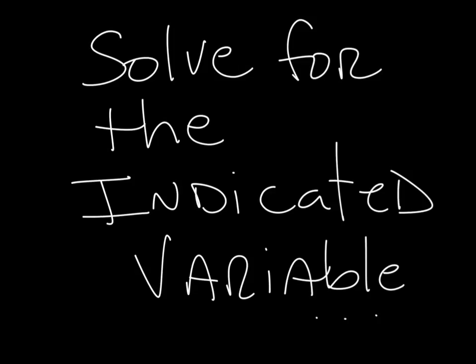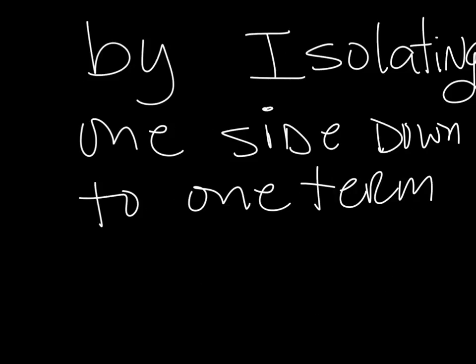In order to solve literal equations, you're going to solve for the indicated variable. So I'm going to give you the formula or the equation, and I'm going to tell you which variable you're going to isolate. You solve it by isolating one side down to one term, and you'll understand that as we go along. If you have more than one term, like 2 terms or 3 terms, you've got to get rid of those other terms until you're left with the one term with the variable that we're looking for.